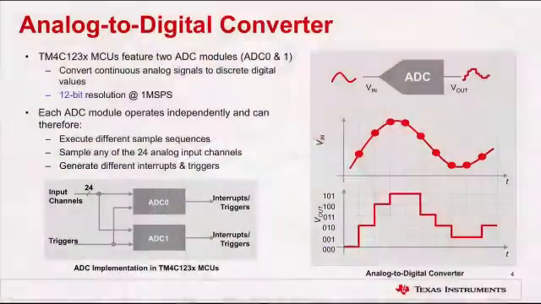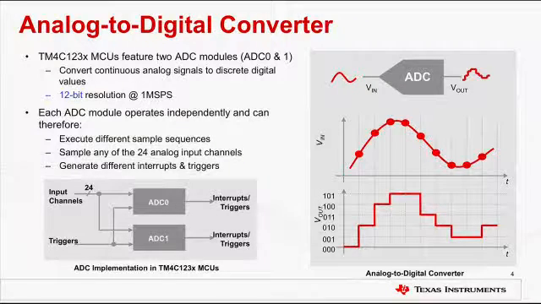An analog to digital converter is a peripheral that converts a continuous analog voltage to a discrete digital number. TM4C123X family of microcontrollers feature two ADC modules, ADC0 and ADC1, which share 24 analog input channels. Each ADC module has 12-bit output resolution. Each ADC module also contains 4 programmable sequencers, which allows sampling of multiple analog input sources without microcontroller's intervention.